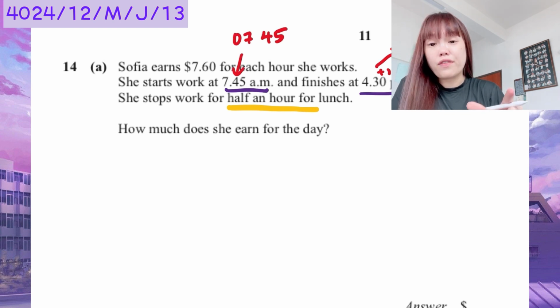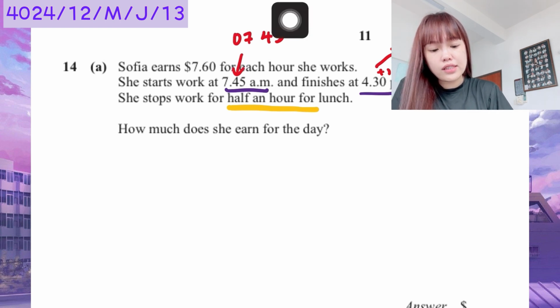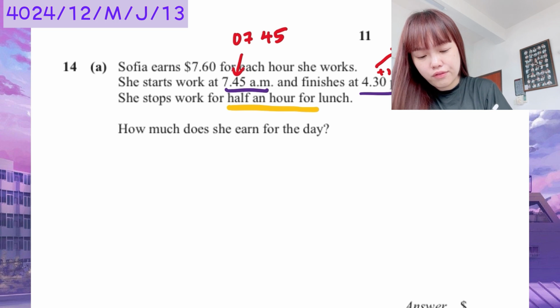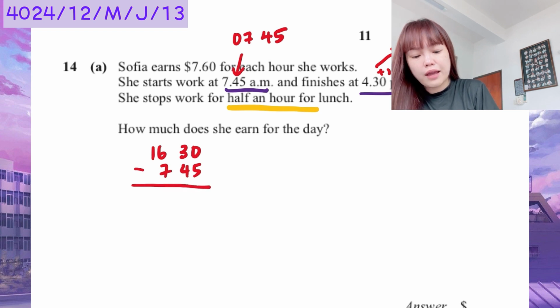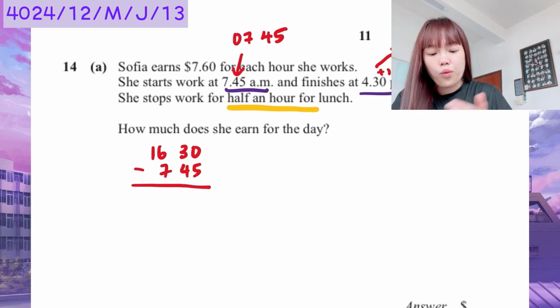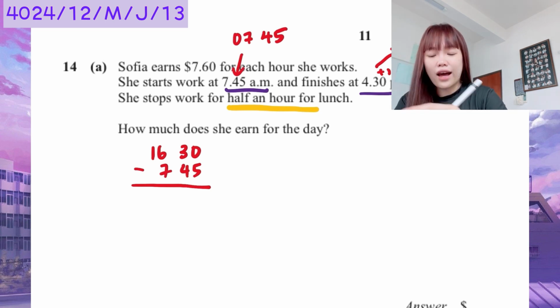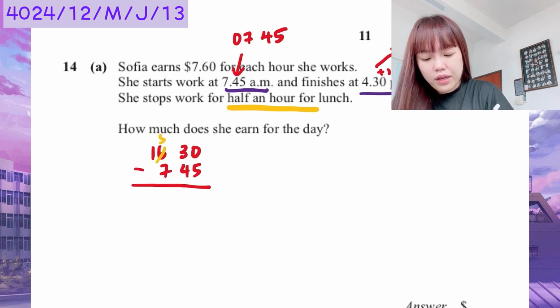Okay, and then she stops work for half an hour, right? Okay, so I minus first 1630 with 745. So 1630 I minus 745. Okay, this is a time system. It's a time, so hour and minute. So when you minus, you cannot borrow like this, right? You must borrow 1 hour from here, so become 5.